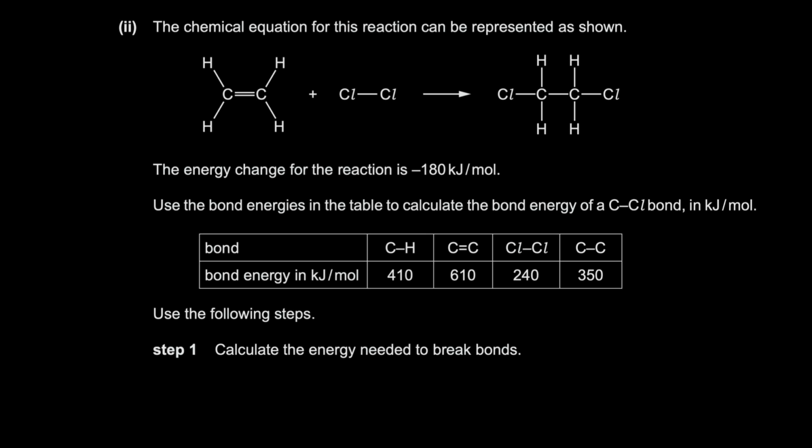So what does that mean? That means that the enthalpy change, delta H, is negative 180 kilojoules per mole. I feel a little lazy writing this down, but it's important, right? All right, calculate the energy needed to break the bonds. So what bonds are being broken?